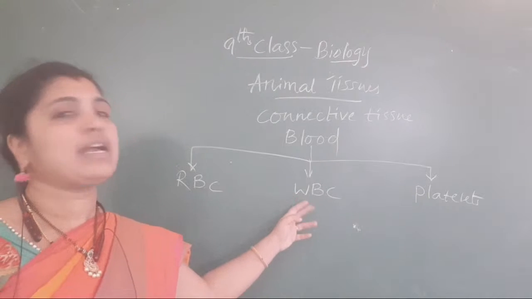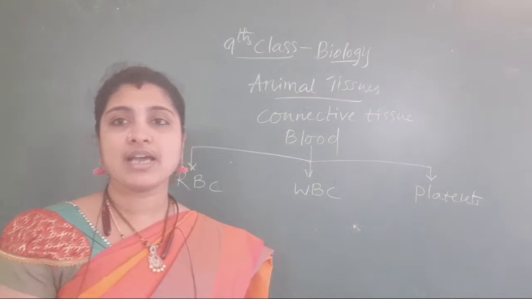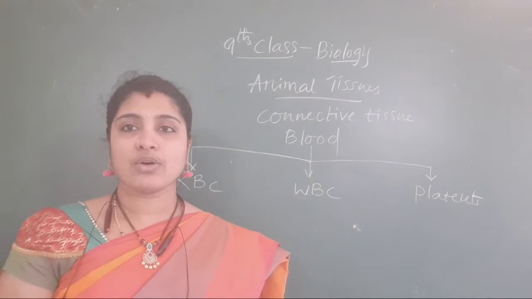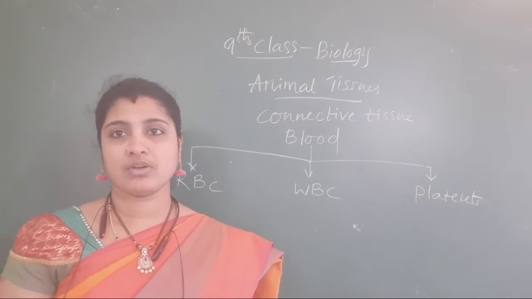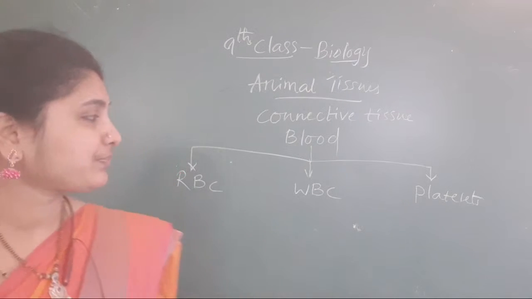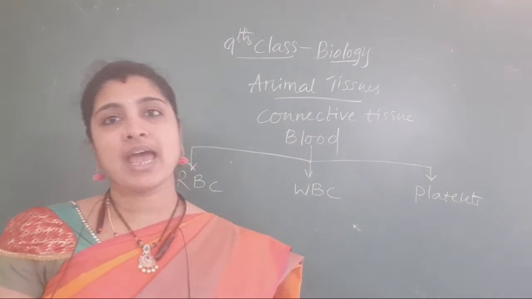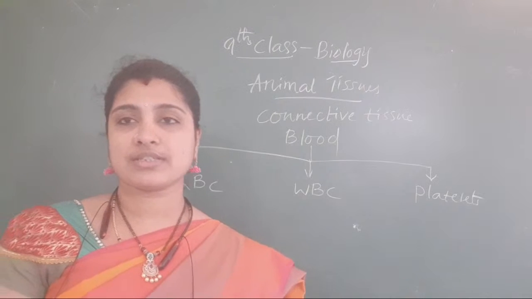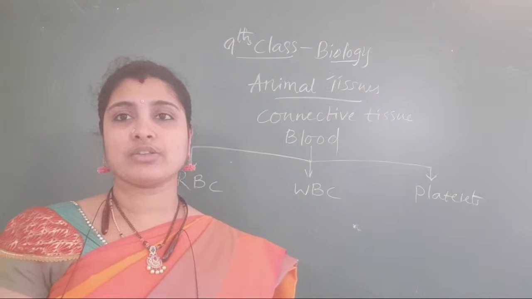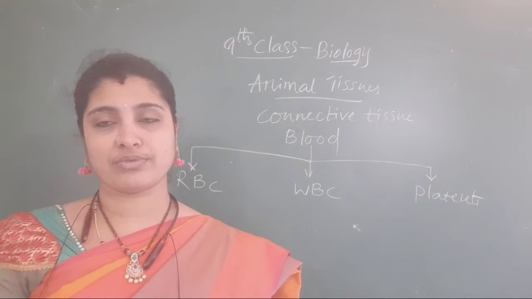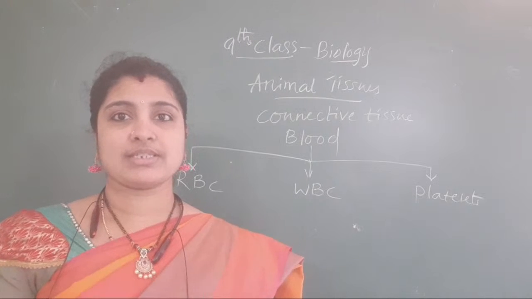And next one is WBC cells. WBC cells are also known as leukocytes. The lifetime of a WBC cell is only 12 days. These WBC cells are of 2 types, granulocytes and agranulocytes. Granulocytes are again of 3 types: eosinophils, basophils, neutrophils.